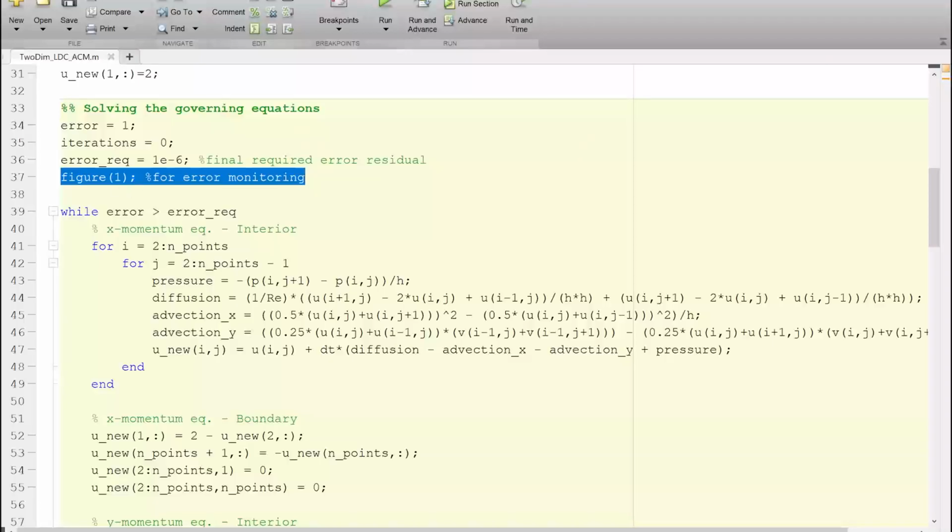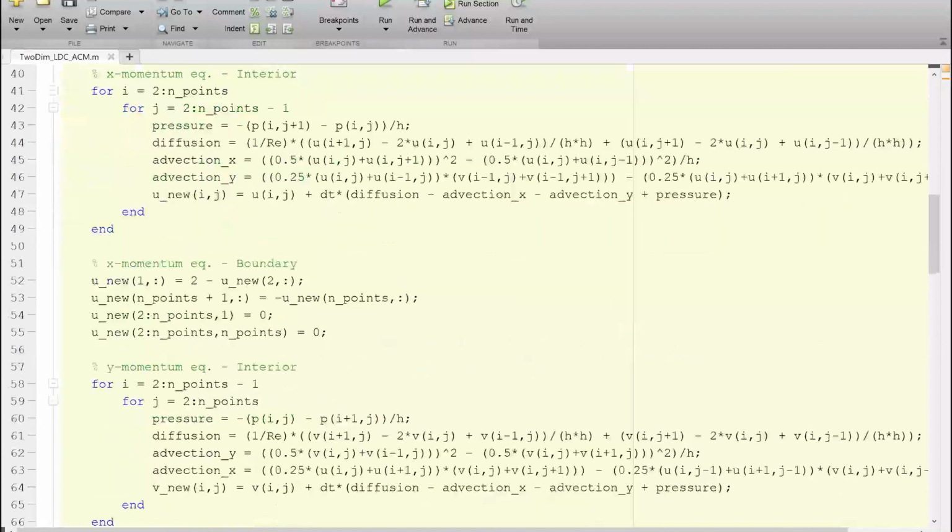But before that, we'll talk about the momentum and continuity equation. So we're saying that as long as the error is larger than the error required, we solve the governing equation. So we have the x momentum equation for the interior of the flow field. These two for loops go about the row and the column for which the solution would be obtained.